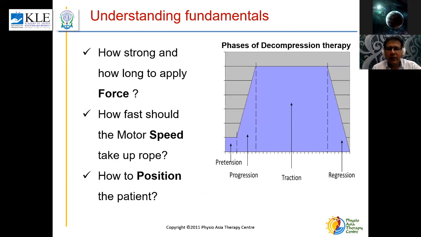So in terms of applying mechanical forces, there are three phases of force. We can see here. First is the progressive phase. The progressive phase is when we are loading the spine from zero force to the set applied force, maybe say 30 kilograms. Then there is the treatment or traction phase, and then a regression phase when we are bringing the force down.